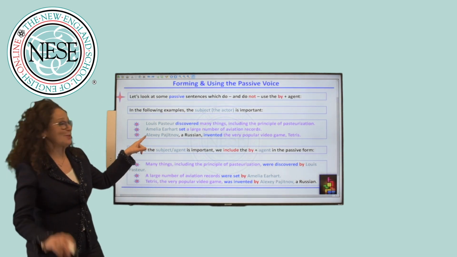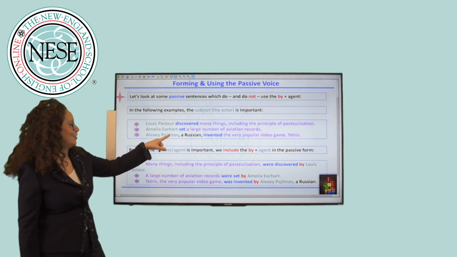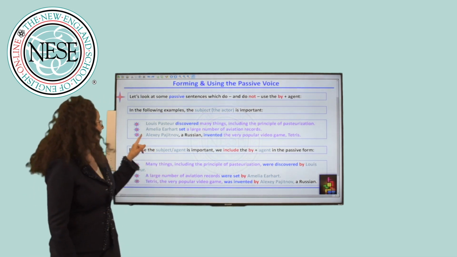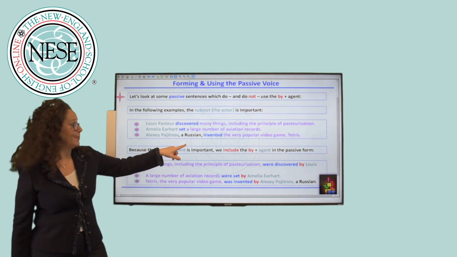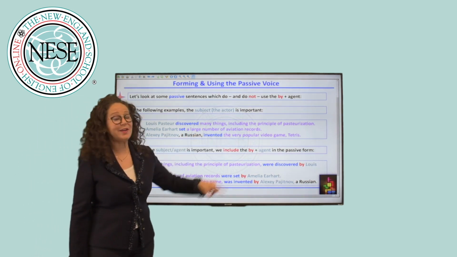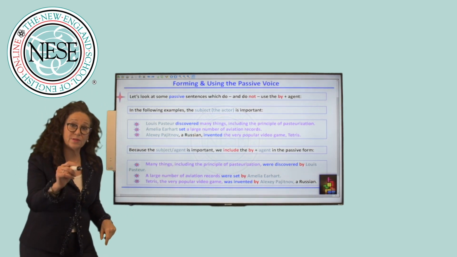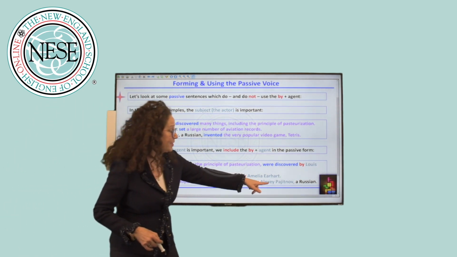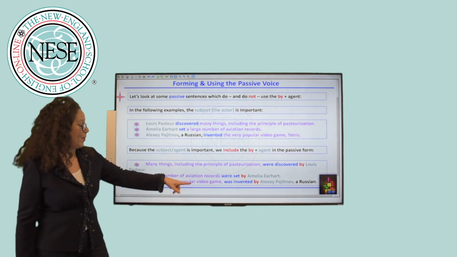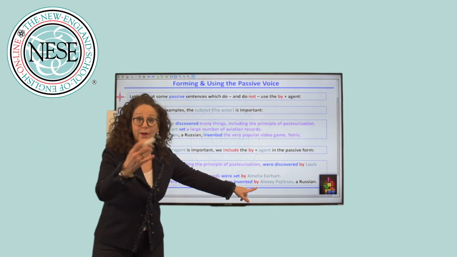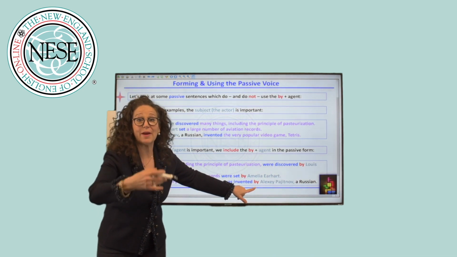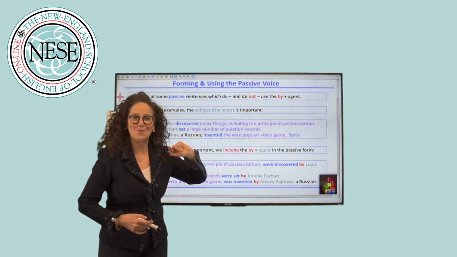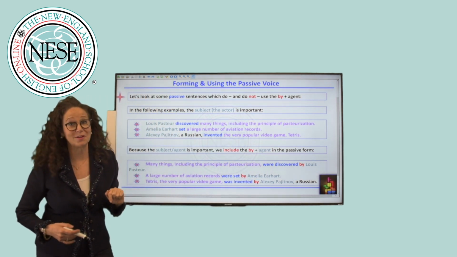Here's my terrible Russian. Alexei Pajitnov. And I practiced many times for this video. Alexei Pajitnov, a Russian, invented the very popular video game Tetris. So it's important who did it. Tetris, so in the passive we're going to use his name. Tetris, the very popular video game, was invented by whom? By this Russian whose name I can't pronounce. By Alexei Pajitnov, a Russian. I apologize for that.